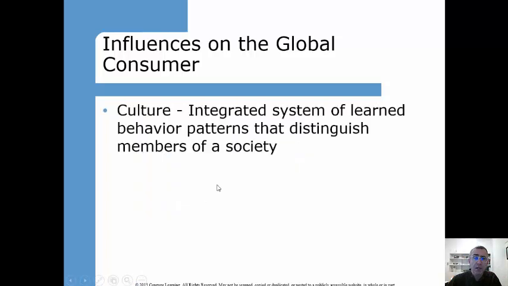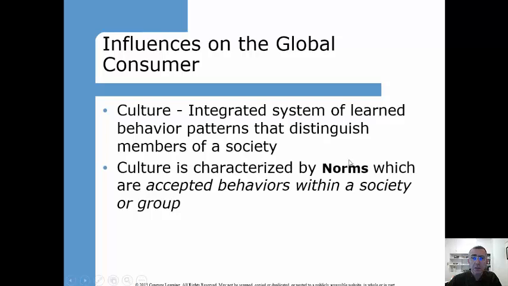Culture is an integrated system of learned behavior patterns that distinguish members of a society. Culture is characterized by norms, which are accepted behavior within a society or a group.